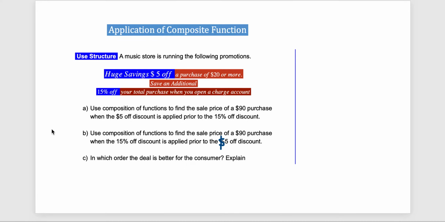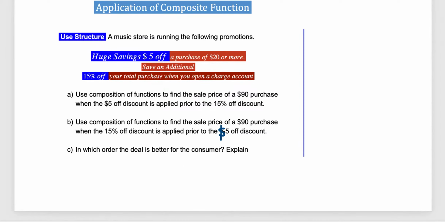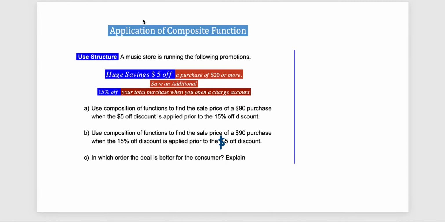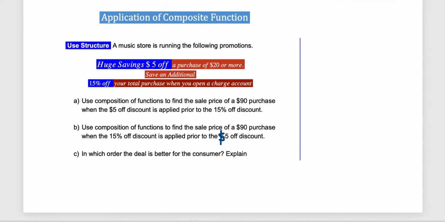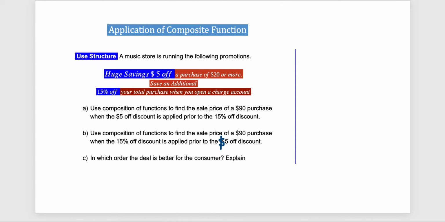Explain. First of all, let's create some functions here. Let's solve first when we have $5 off. When we have $5 off, we can write f of x equals x minus $5, where x is the price of an item when you buy, and minus $5 is what you're taking off.